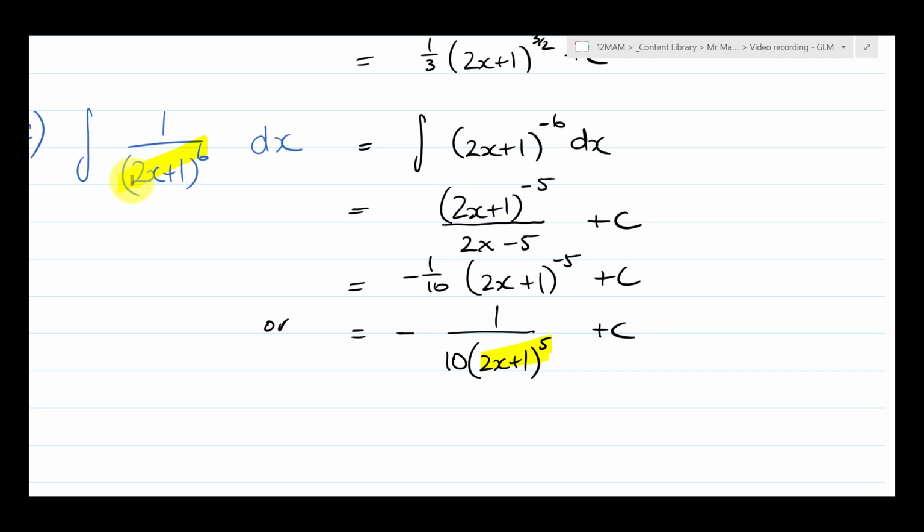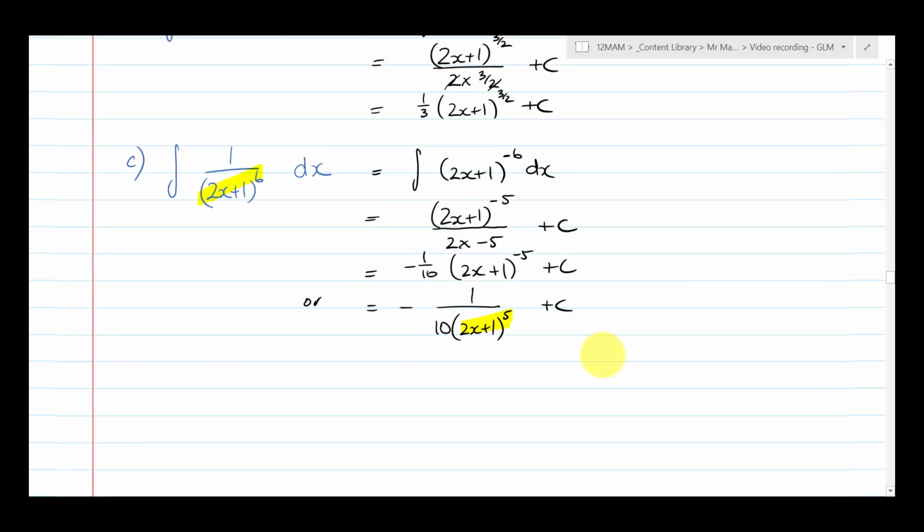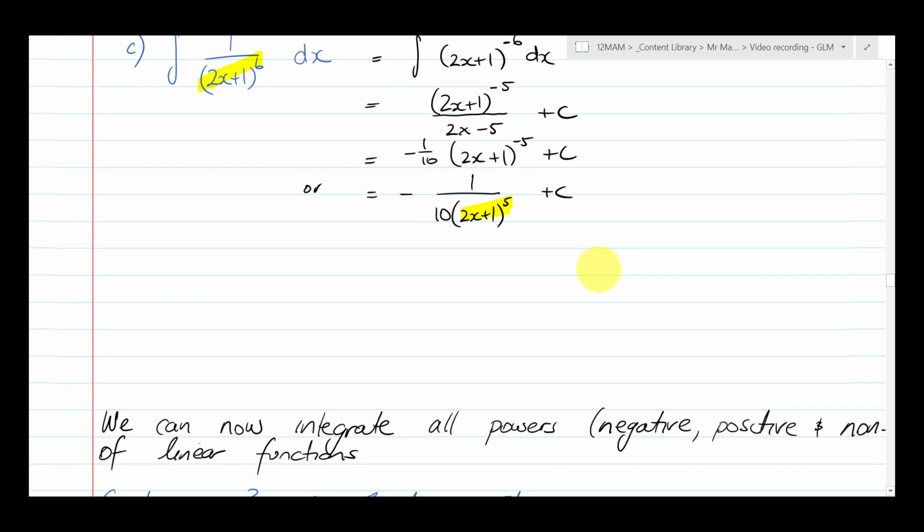So there we have our set of examples and methodology behind integrating any polynomial function using the polynomial laws.